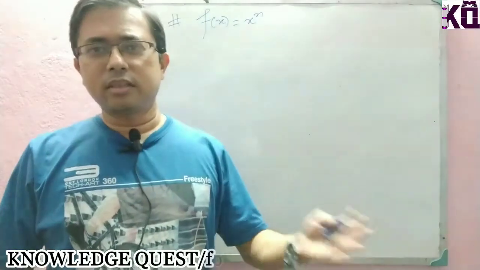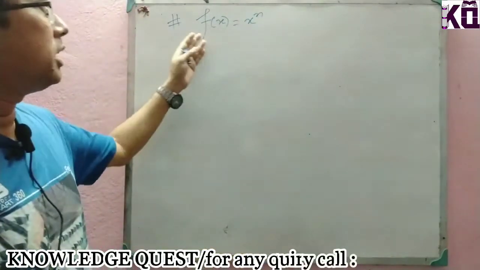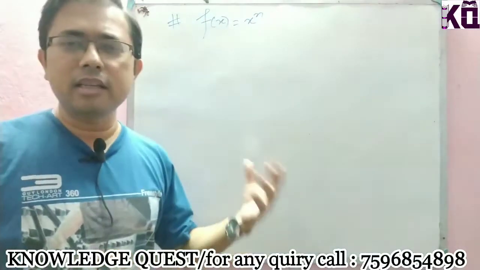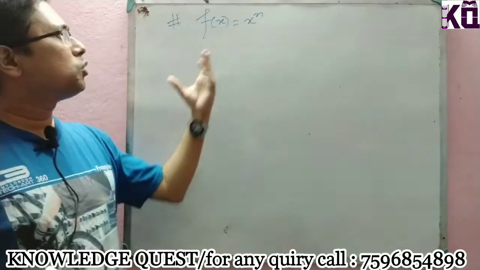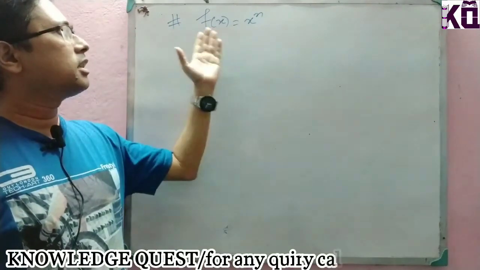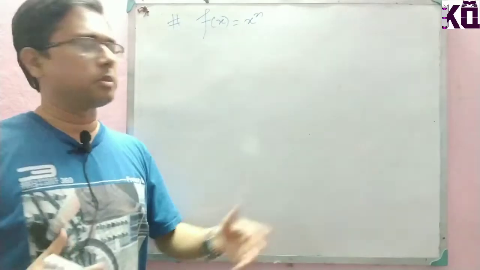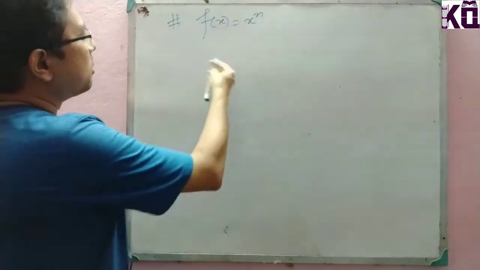Now we are going to the next problem. I have written it already here. The problem is: if y is equal to x to the power n, where n is any kind of number, we want to identify the differentiation of this x to the power n by using the first principle. So how to do that?